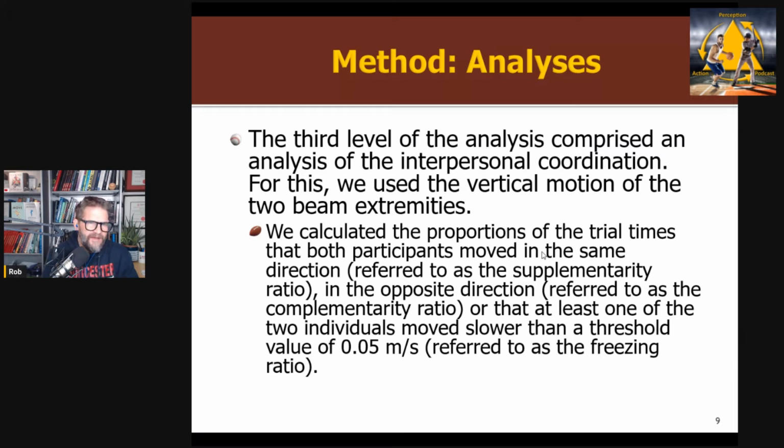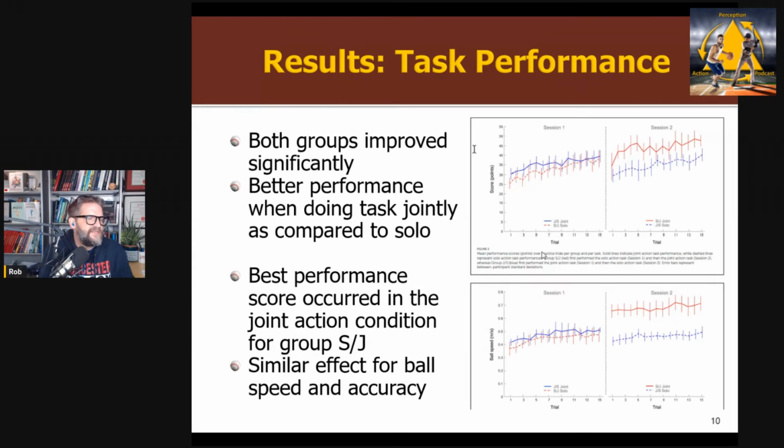And then finally, what percentage of the trial was one person moving the beam less than a certain speed, a very, very low speed, indicating they're freezing. They're not moving at all, right? So these are the 3 ratios they're going to look at across the course of training. Okay, so that's the basic design. Let's look at some results.